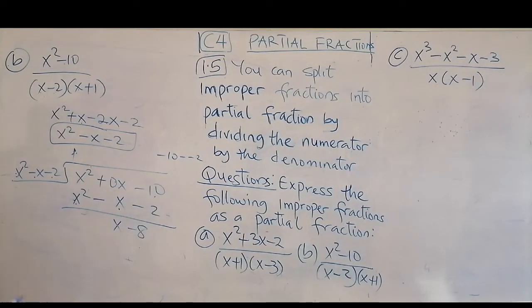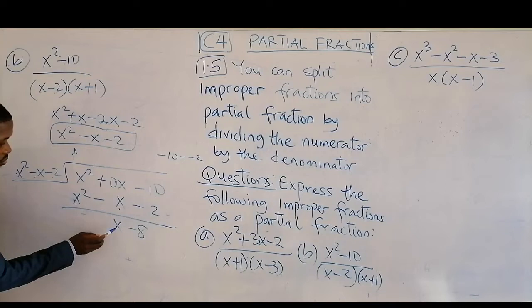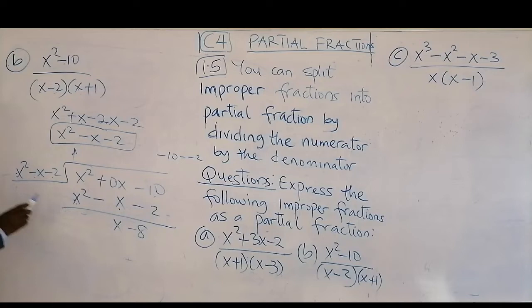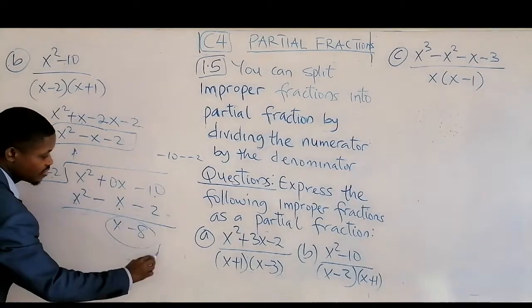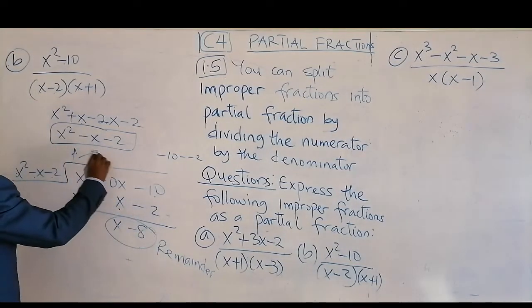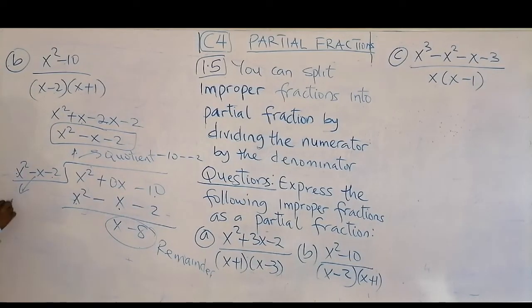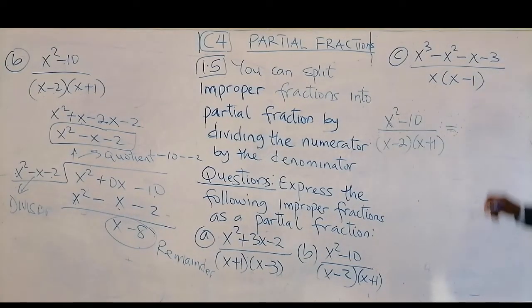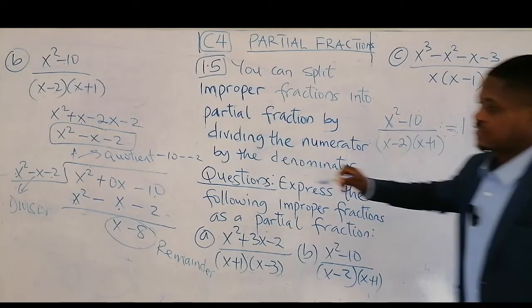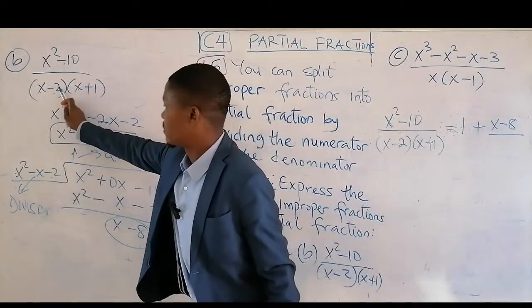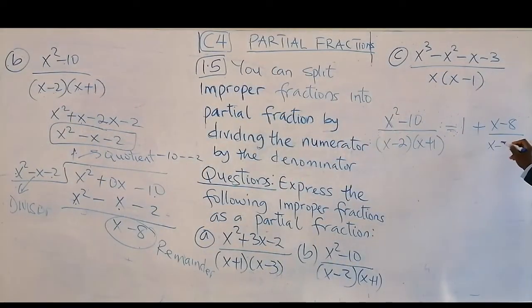I cannot go further because now the remainder here has a lower power than the denominator. This is what we call your remainder, and this one is your quotient. I have my quotient, this one, then plus my remainder, which is x minus 8, all over the divisor, which is the denominator there, that's x minus 2 into bracket x plus 1.